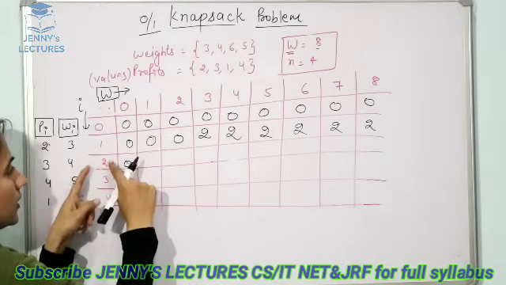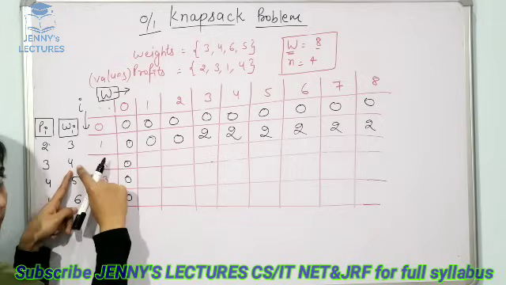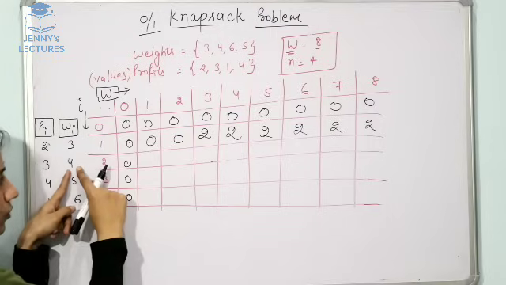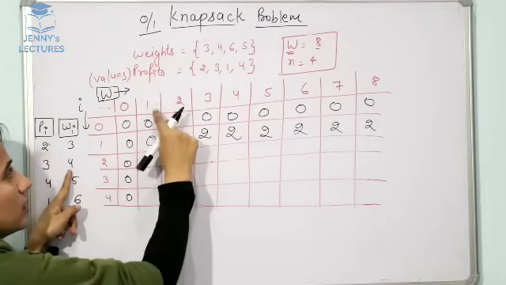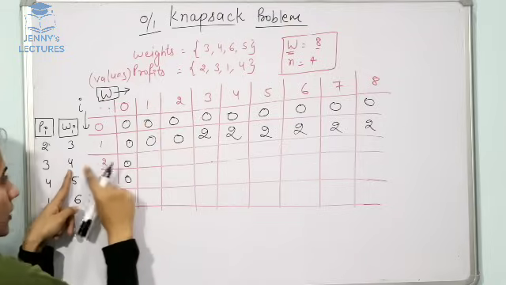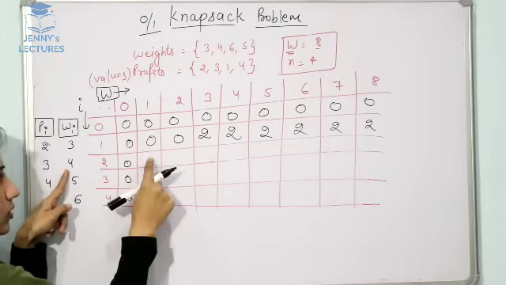The i value is increased and i is now 2. Okay, now we have two items: one having weight 3, one having weight 4. Now you have to fill this one. Total weight is what? We have a bag of size 1 kg. Can we put this item having weight 4 kg? No, we cannot put this item here.